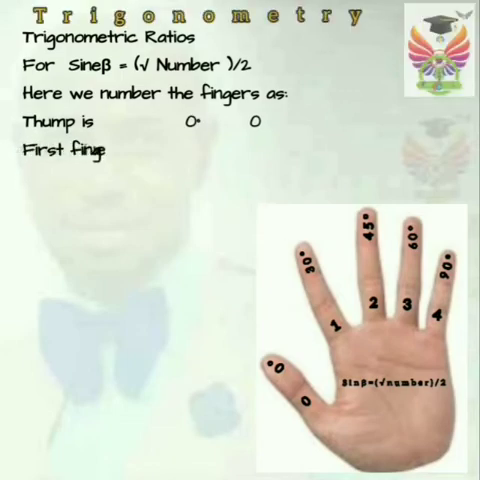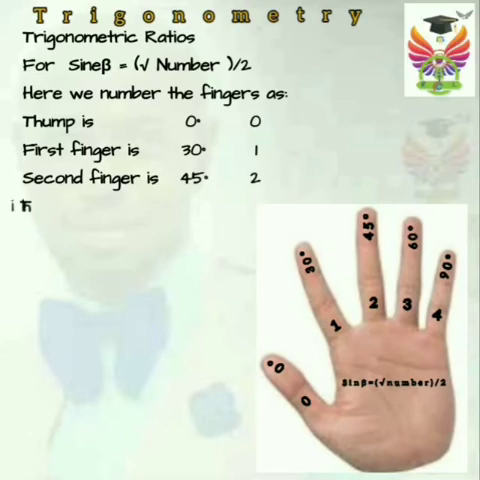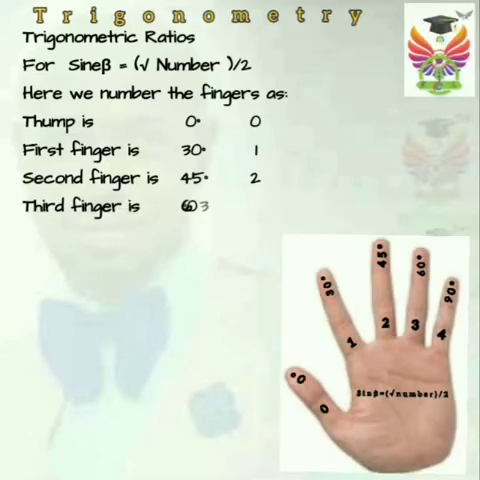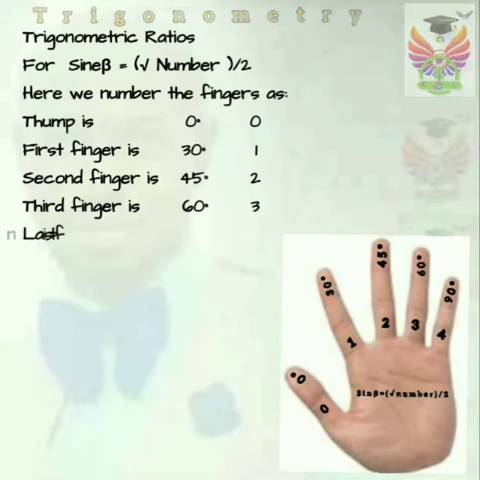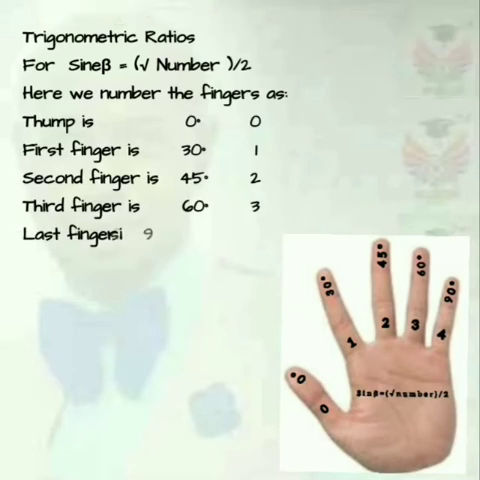The first finger with an angle of 30 degrees, we attach a number 1. The second finger with an angle of 45 degrees, we attach a number 2. The third finger with an angle of 60 degrees, we attach a number 3. And the last finger with an angle of 90 degrees, we attach a number 4.